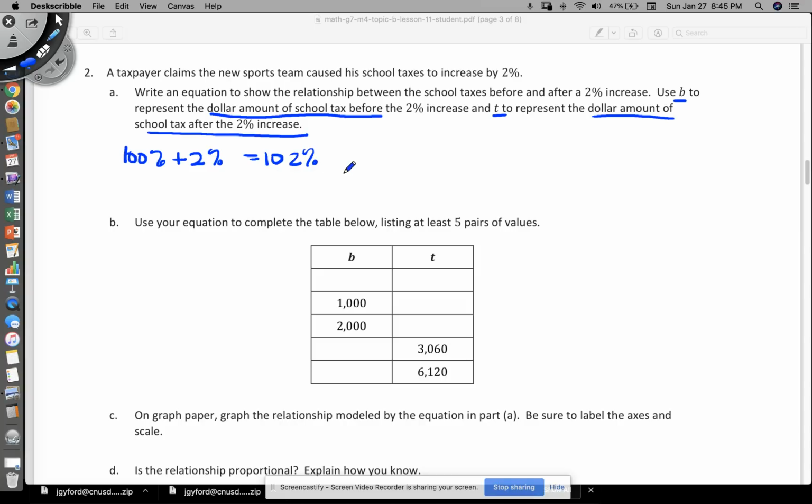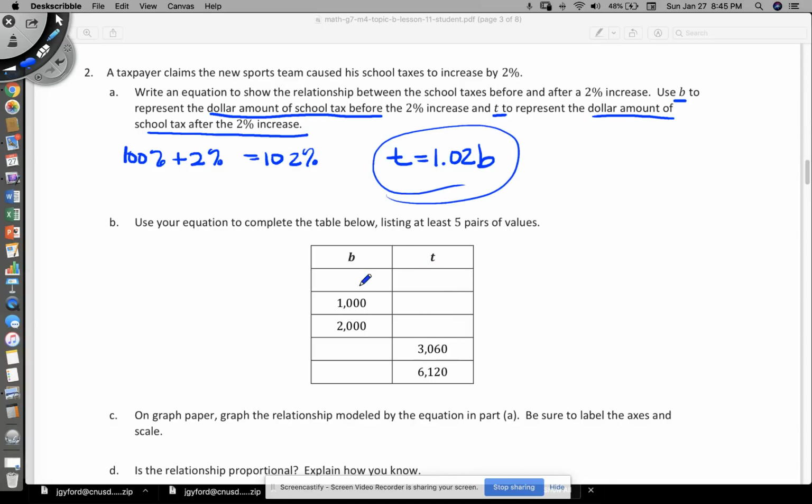So our equation then is going to be T, the increase price, is going to be 1.02, and that's going to be the decimal version of 102% times B. All right, so you take your new percentage. We're going to keep multiplying that by whatever the tax was before, and that'll now give us our increased tax. Now it says, use your equation to complete the table below, listing at least 5 pairs of values. All right, so they already gave us some here, so we're going to use this equation to solve this out.